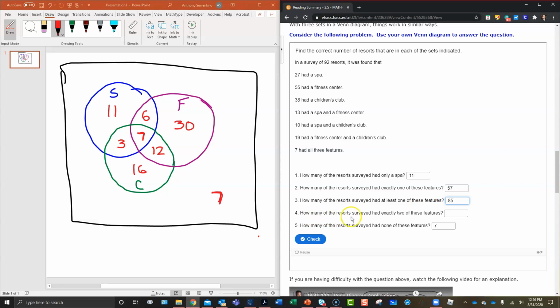And how many of these resorts surveyed had exactly 2 of these features? That means they had 2 of them, but not all 3. So you're looking at this 6, this 3, and this 12 here, and that's 21. And those are the correct answers.